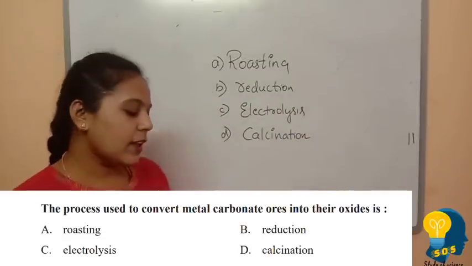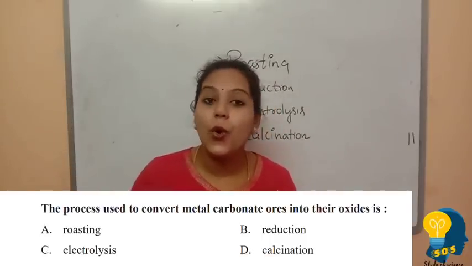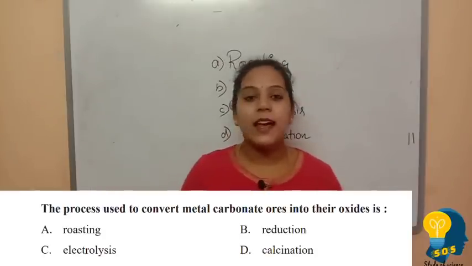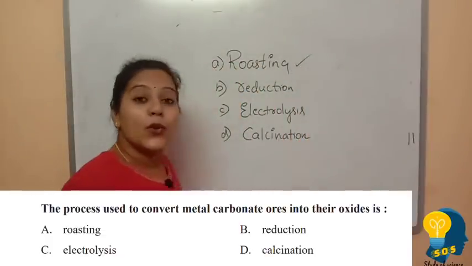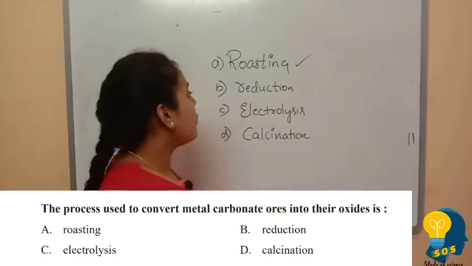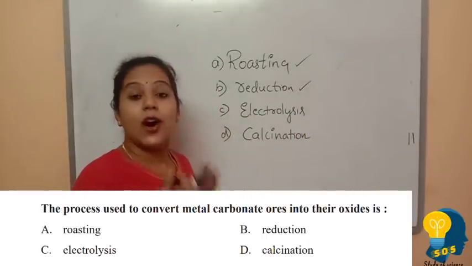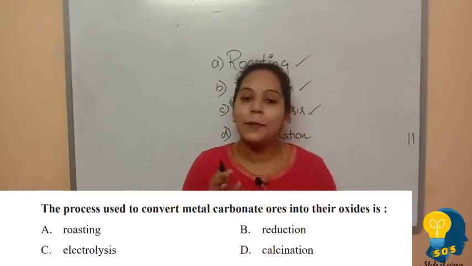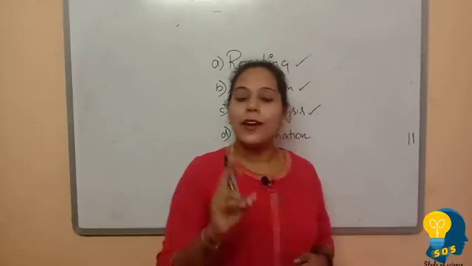So our question is about the process of converting the metal carbonate into its oxide. You all have studied roasting and calcination in the lesson metals and non-metals. Roasting is nothing but heating the sulfide ore in excess of oxygen. Reduction is nothing but reducing something. It is not the conversion. Electrolysis is a process of decomposition of a chemical compound. It is not the conversion of carbonate ore. That is what you should most importantly know.